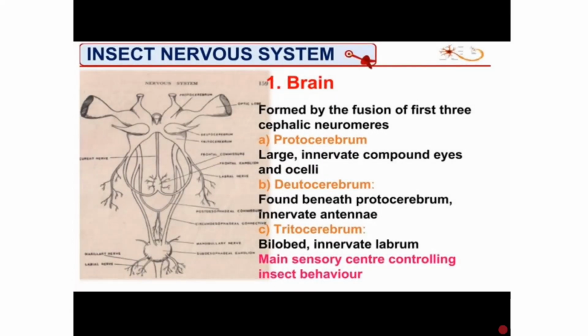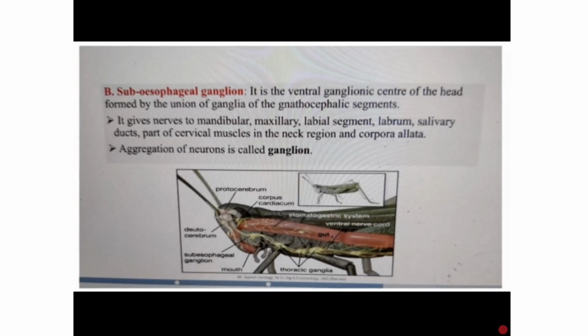Then coming to the brain. The brain is formed by the union of the first three cephalic neuromeres. That is, the protocerebrum, as I told you, is large and innervates the compound eyes and ocelli, the deutocerebrum innervates the antenna and the tritocerebrum innervates the labrum. So it is the main sensory center controlling insect behavior.